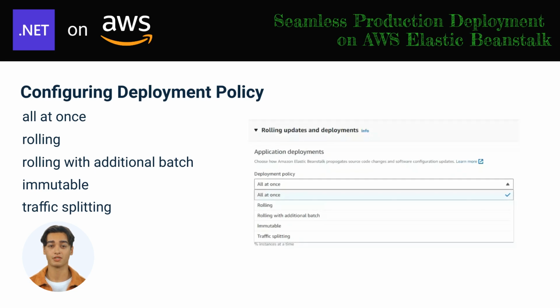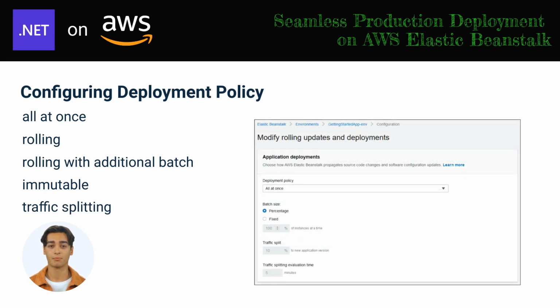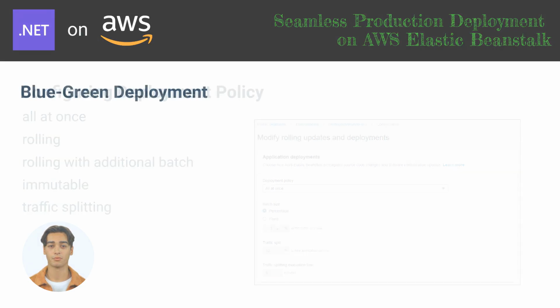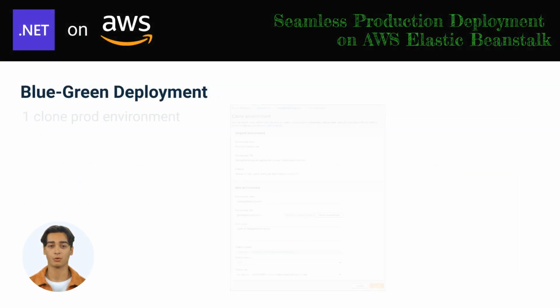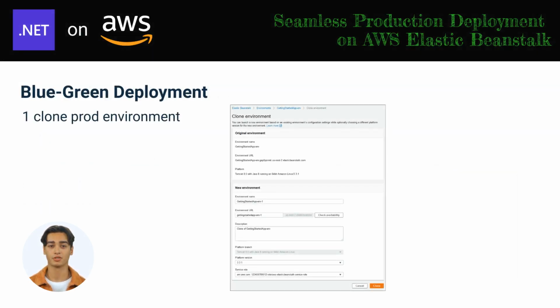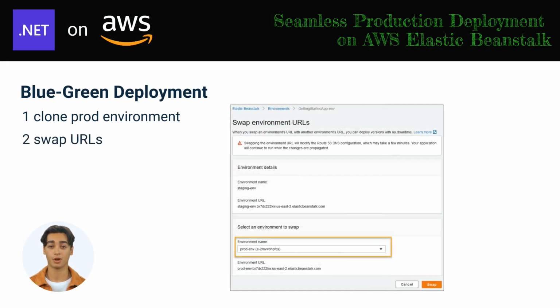How do you configure a deployment strategy? For 5 of the 6 strategies, you select a deployment policy when you create an environment in the console. Depending on the policy, you may have to configure settings, such as batch size or traffic split. For blue-green deployments, you will clone a staging environment from your production environment. Then, you'll swap URLs between staging and production. When you're satisfied the new version is running happily, you can delete the former environment.